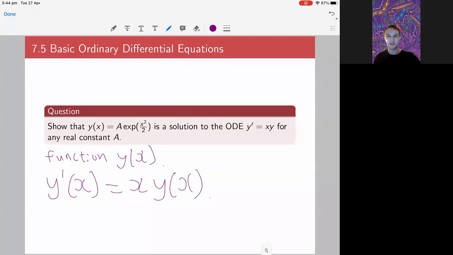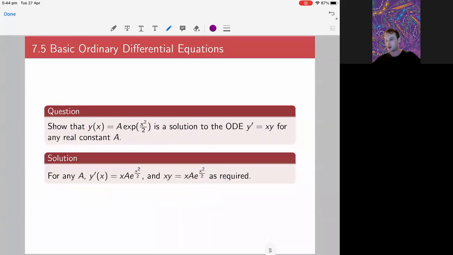Now, nine times out of ten, I would just give you this equation and ask you to solve it. But this time I actually gave you a suggested solution. I suggest that the solution should be a times the exponential function of x squared divided by 2. And I claim that this should be a solution for any real constant a. The question here is, I want you to check that. Okay, how does that go down?